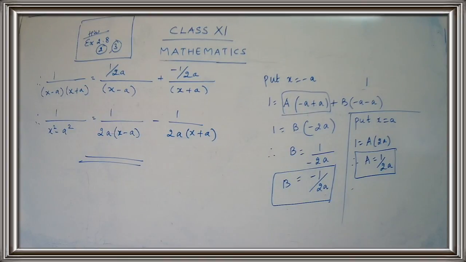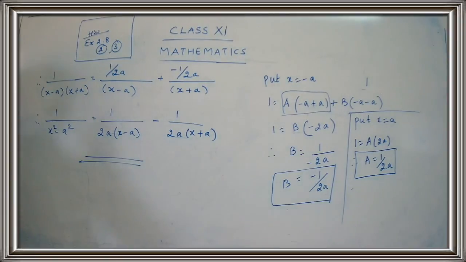Have you taken down the answer, children? So it's 1 upon 2a x minus a, minus the plus minus. Yes, so plus minus you change in terms of minus 1 upon 2a x plus a. I hope you are clear. The more sums we do on this step, you will be clear with the partial fractions.